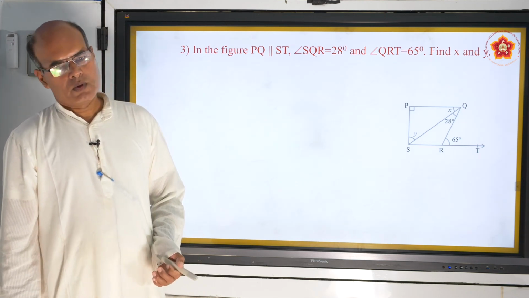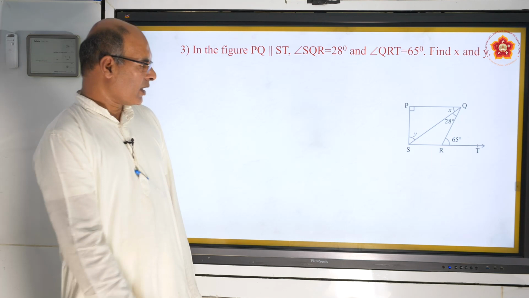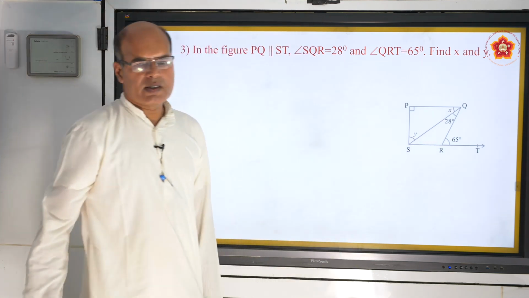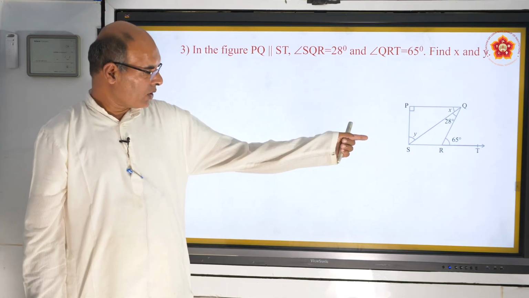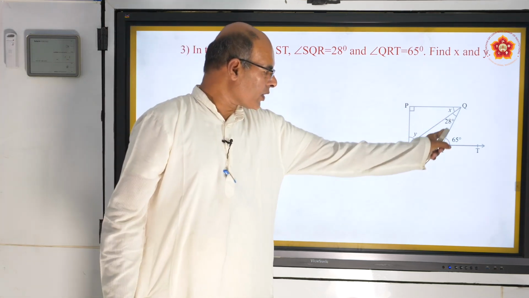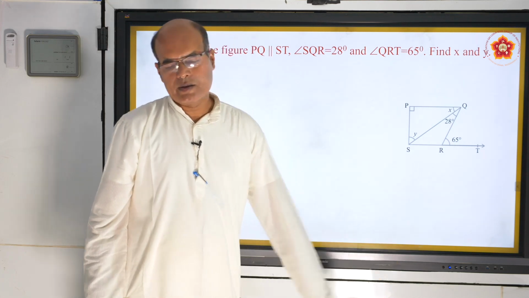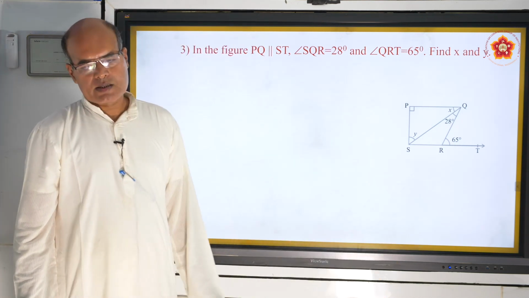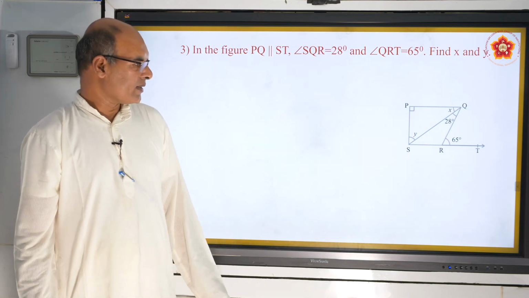What we can do? We can take a pair of alternate angles. Here 28 plus X is equal to 65 degree. PQ is parallel to ST. Therefore angle PQR is equal to angle QRT. 65 is equal to 28 plus X. So we get the value of X.